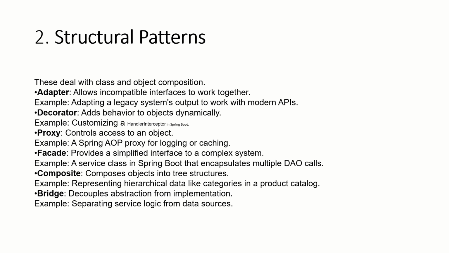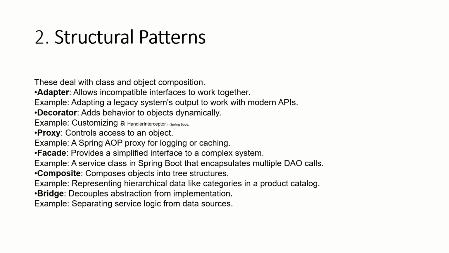Composite composes objects into tree structures. Example: representing hierarchical data like categories in a product catalog. Now the sixth one is bridge. It decouples abstraction from implementation. Example: separating service logic from data sources.